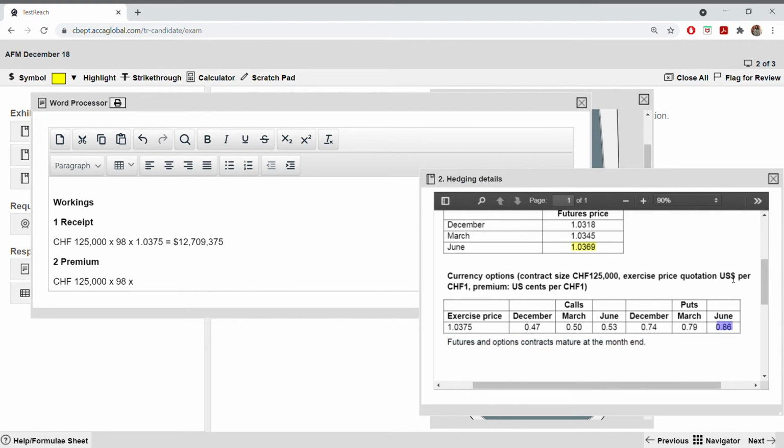First you have to divide it by 100. Why? Because this is US cents, my dear friends. Premium is in US cents. You have to convert it into dollar to get the answer in dollar. Otherwise, the whole answer will be in cents. Or one thing is, you can multiply by 0.86, taking the premium as it is, but finally don't forget to divide your answer by 100 if you want your answer to be in dollar. That also could be done.